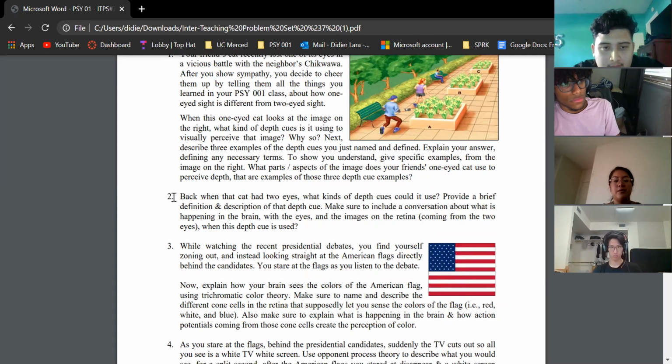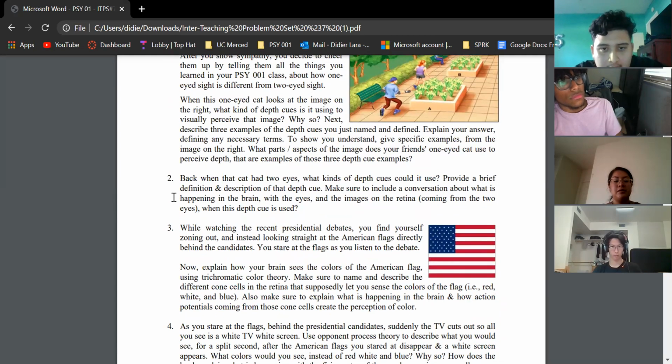Number two is back to when the cat had two eyes. What kind of depth cues could he use? Provide a brief definition and description of that cue. Make sure to include a discussion about what is happening in the brain with the eyes and images on the retina when this depth cue is used. What happened for that one is that it could be called binocular depth cues, which include retinal disparity and convergence.